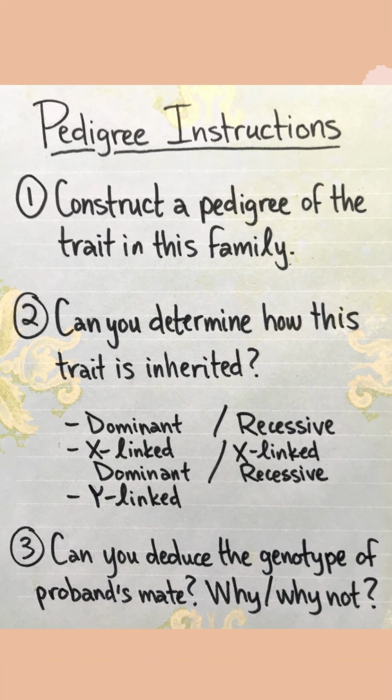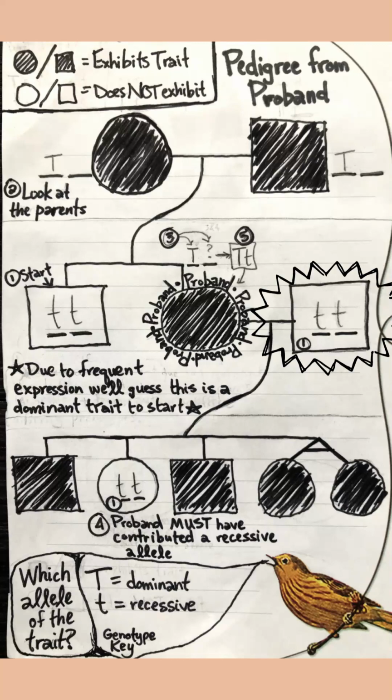We already answered the third question, whether we are able to determine the genotype of the proband's mate, because if the proband's mate doesn't express the trait, that means the mate has 2 recessive alleles and is homozygous. So it seems likely to me that this is a dominant trait because of how frequently it's expressed and because 2 expressive parents were able to have a non-expressive offspring. If it was a recessive trait, then both of the parents that expressed it would have had to be homozygous recessive, and they wouldn't be able to have children with the dominant trait. So I'm going to say that this is a dominant trait.